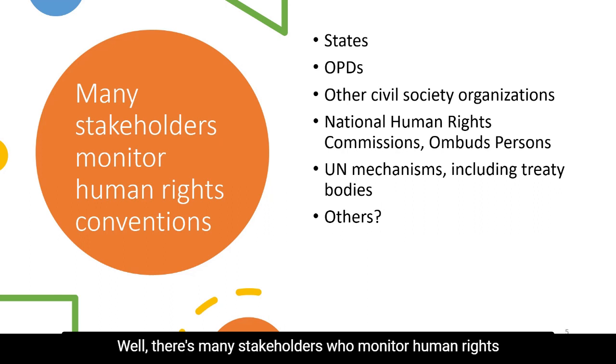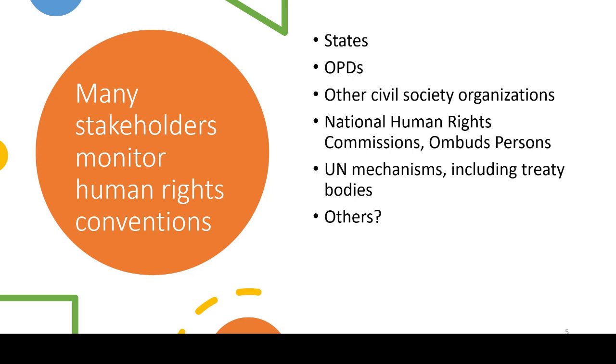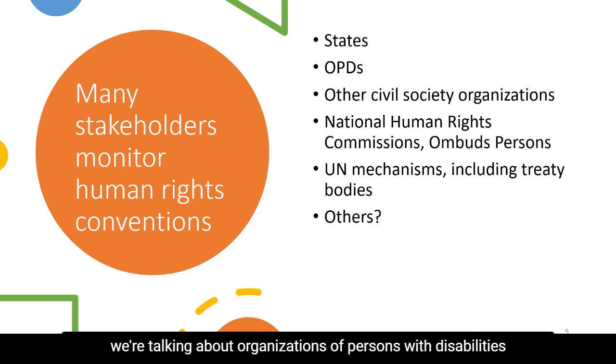Well, there are many stakeholders who monitor human rights conventions. Of course, these include states parties to the treaty, but also, particularly in the case of the CRPD, we're talking about organizations of persons with disabilities, as well as other civil society organizations that take on monitoring of human rights treaties. Think, for example, about Amnesty International or Human Rights Watch or any number of other organizations focused on monitoring a state's implementation of its human rights obligations.